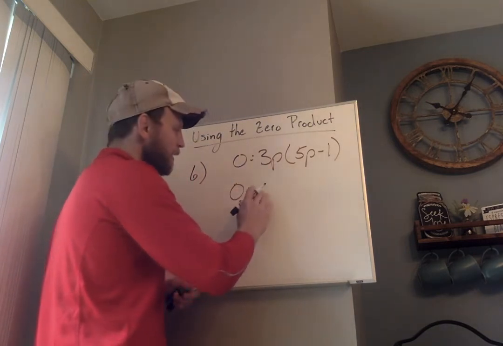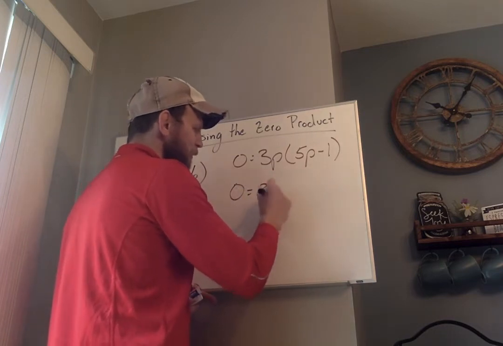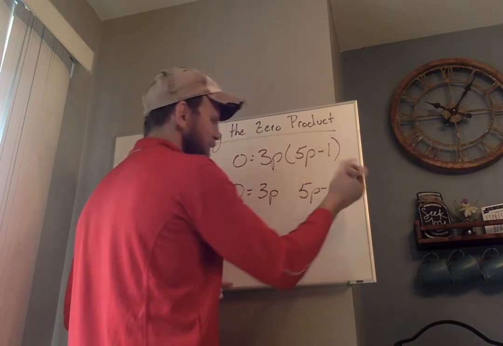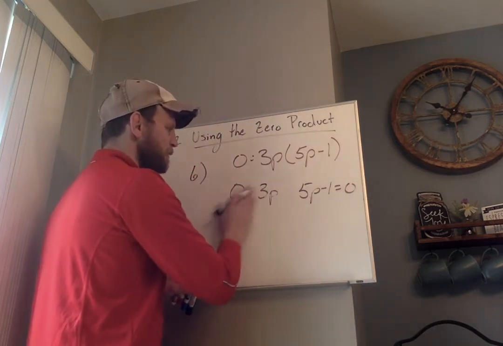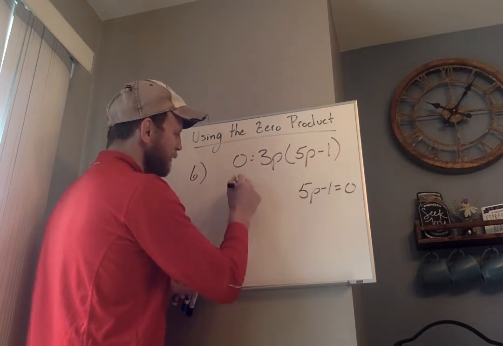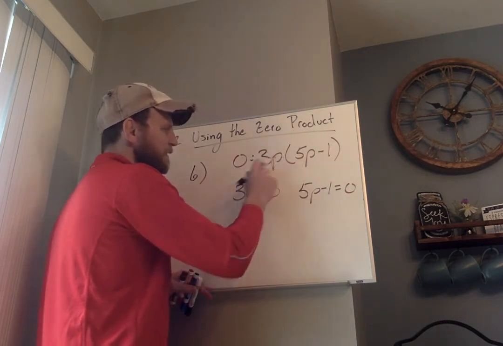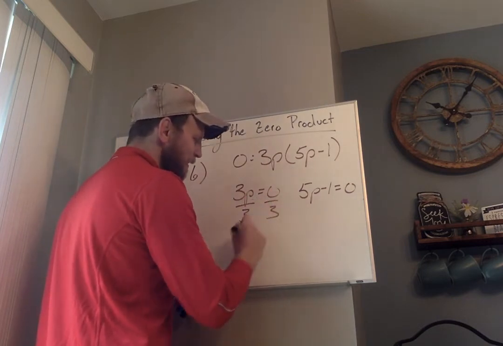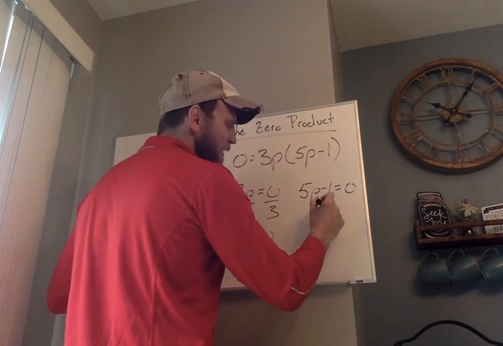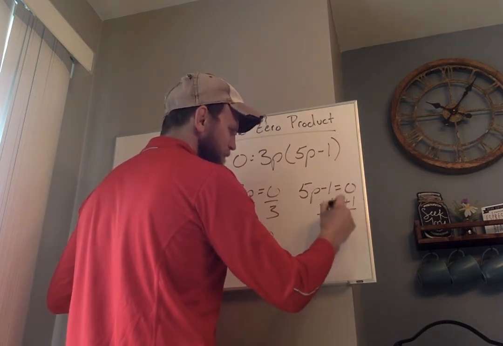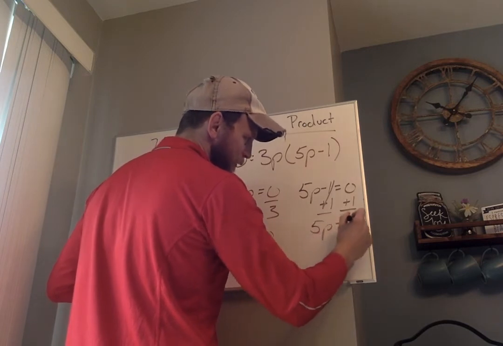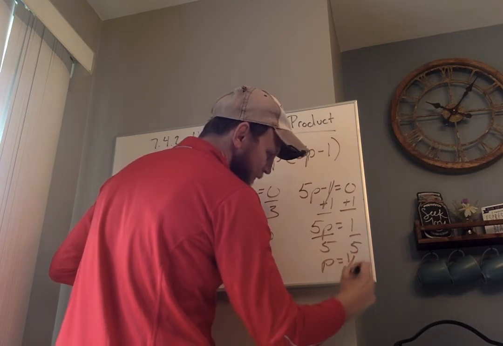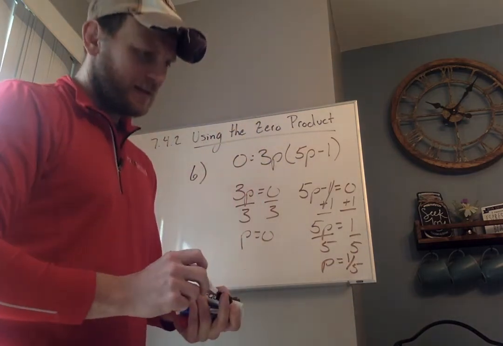So Hannah, what do I do? All right, so I have 0 equals 3p here, or 3p equals 0, whichever way you want to write it, and 5p minus 1 equals 0. Doesn't matter which side the 0 is on. So I have this equal to 0 and that equal to 0. Hannah, what's p here? Yep, divide by 3, and I have p equals 0. And then here, you're going to add 1. Now 5p equals 1. Divide by 5. And I get p equals 1/5. Nicely done. Proud of you.